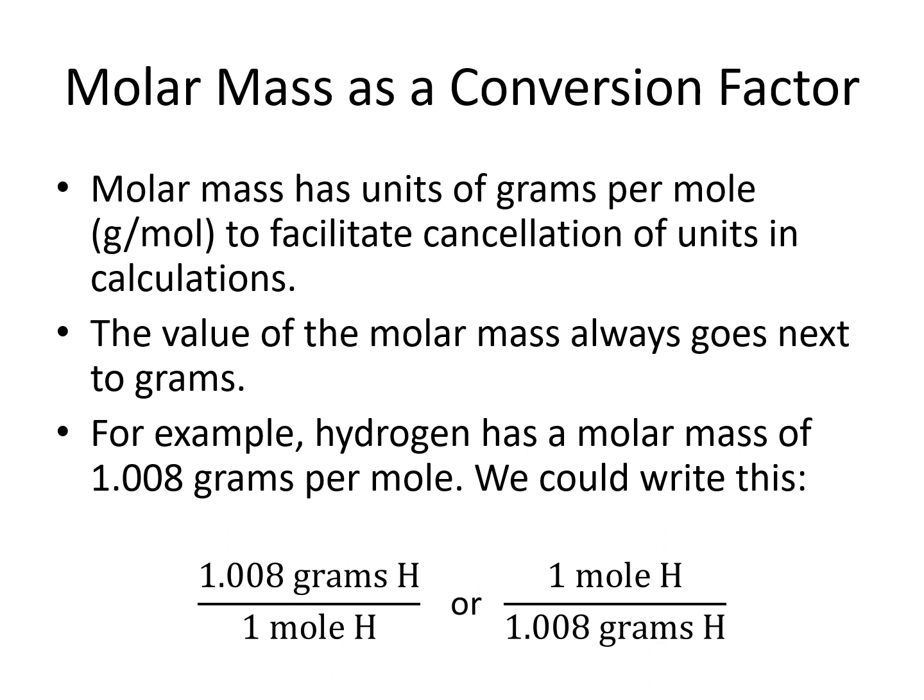Since our units are grams per mole, we could write the conversion factor with grams on top and moles on the bottom, since per means divided by, or we could flip the conversion factor and have grams on the bottom and moles on the top. We will choose the conversion factor that best cancels out the units in our calculation.